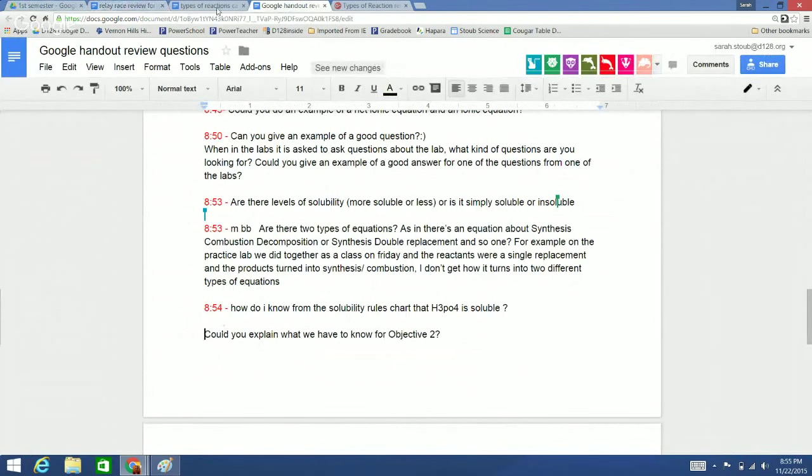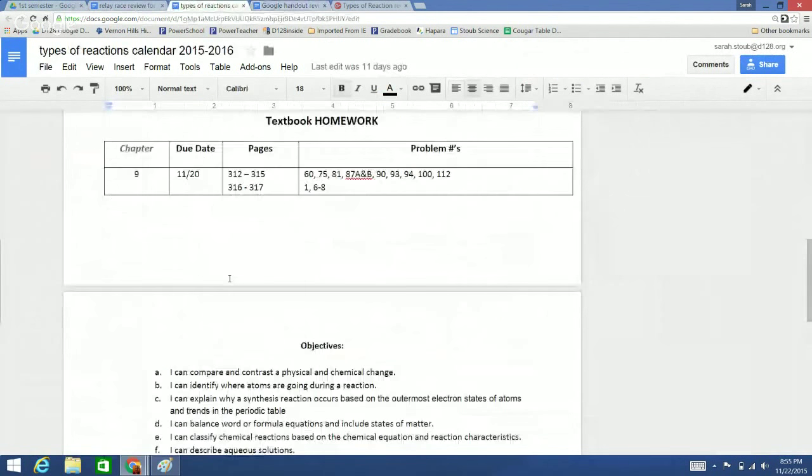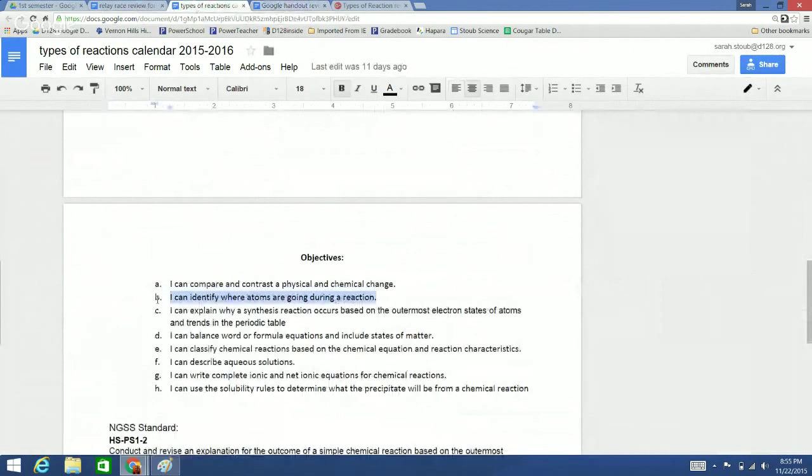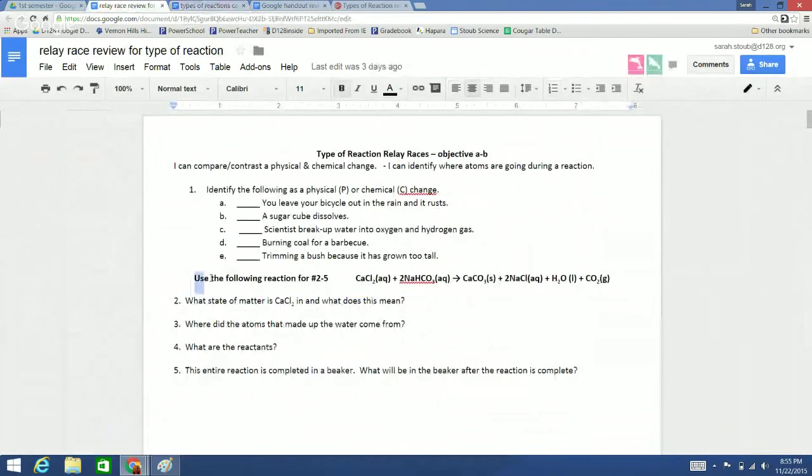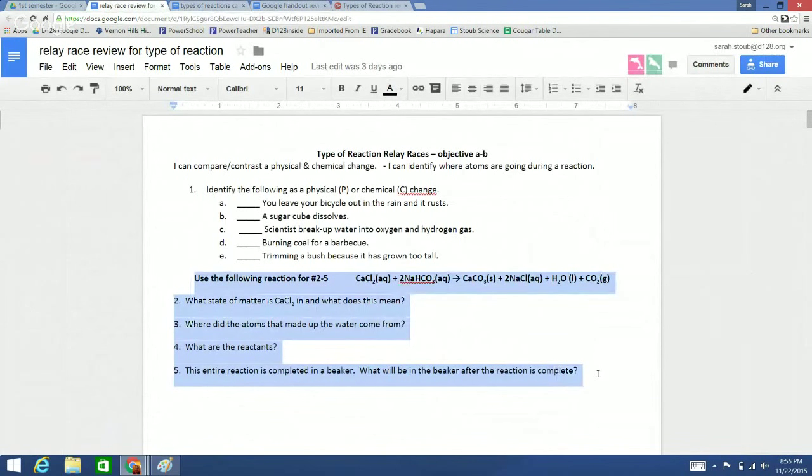Can you explain what we have to know for objective 2? I can identify where atoms are going during the reaction. That one is covered kind of like in these questions here. So if you look on the review worksheet, that first slide, that's where you'll find that part.